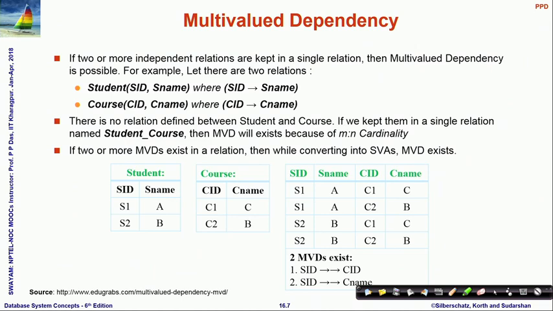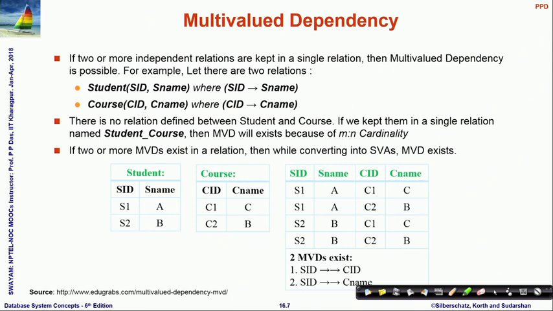As such there is no relationship between student and course, but if we choose to keep them in a single relation, say student course, which I have shown on the bottom right here, then you can see a lot of redundancies coming in, because they can be in all different combinations. So, S1 having name A may be taking course C1 having name C, but again S1 having name A could be taking course C2 having name B. You just do not know which one is correct.